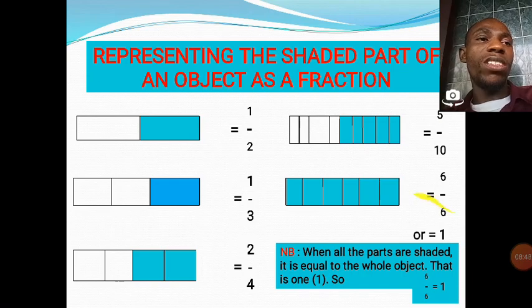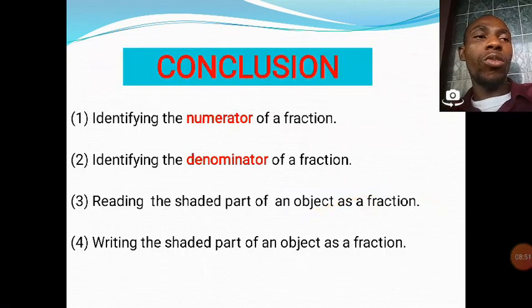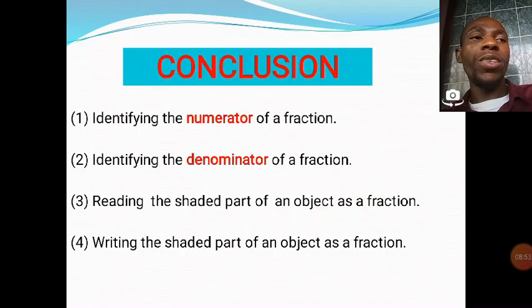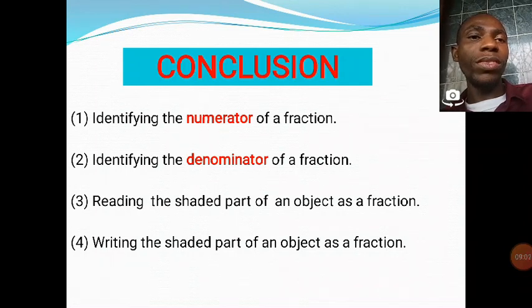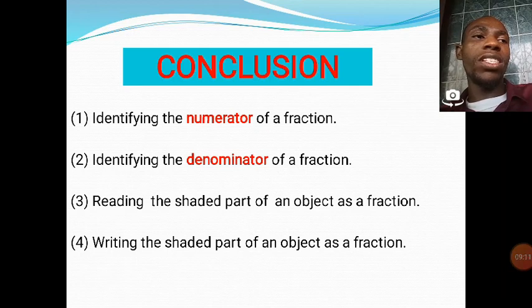Very good. Now we come to the conclusion of our lesson. What have we learned so far? We learned about identifying the numerator of a fraction. We also learned about identifying the denominator of a fraction. We learned about reading the shaded part of an object as a fraction. And also, we learned about writing the shaded part of an object as a fraction.